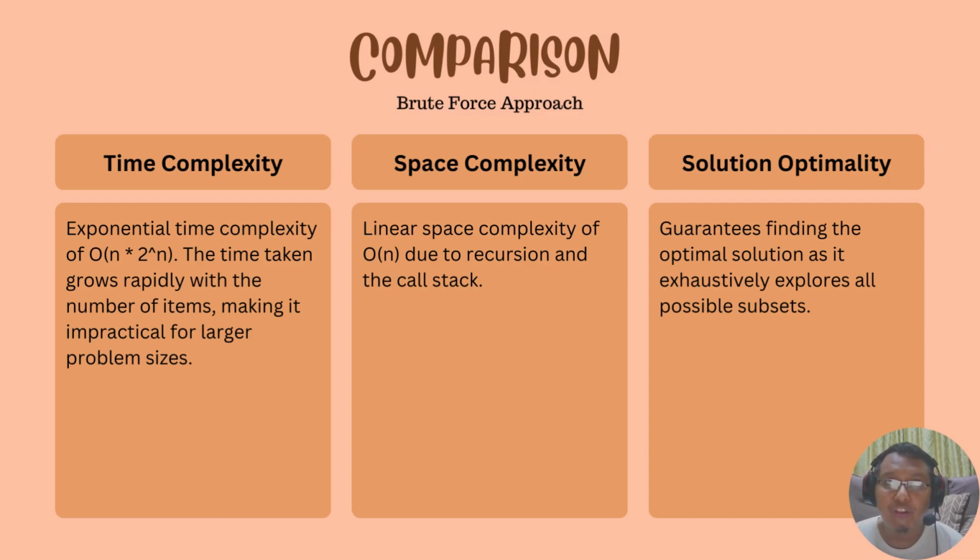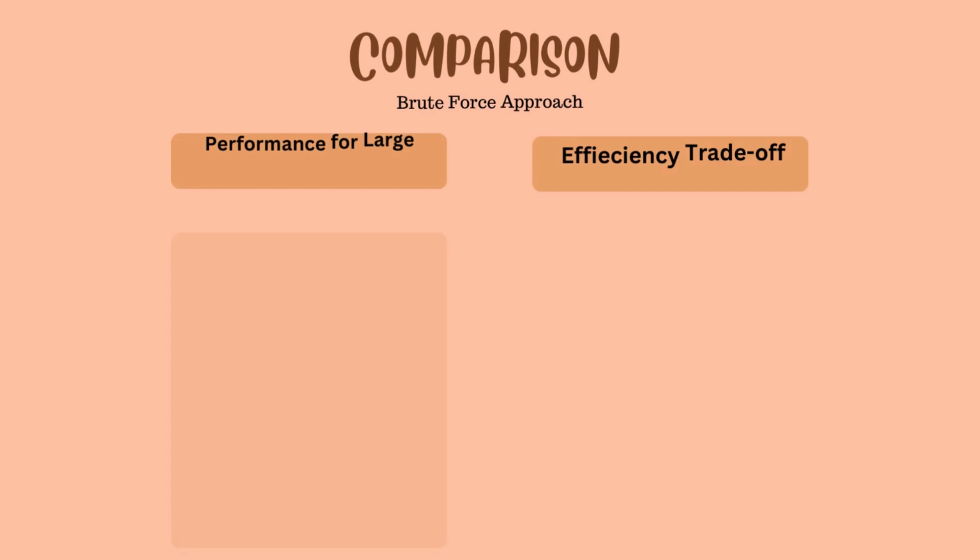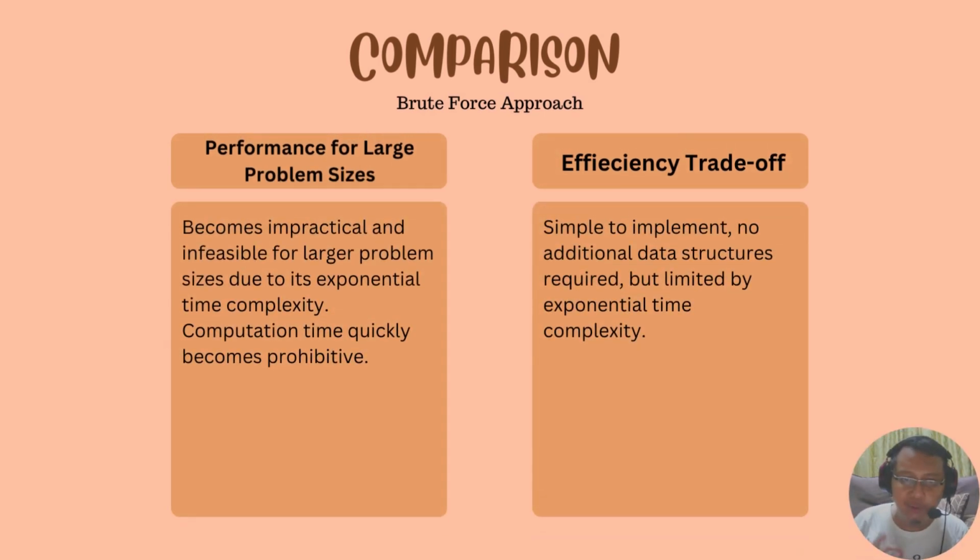When it comes to solution optimality, the brute force approach guarantees finding the optimal solution as it evaluates all possible subsets to identify the one with the maximum value within the knapsack capacity. As we mentioned before, the exponential time complexity makes the brute force approach impractical for larger problem sizes. As the number of items increases, the computation time increases exponentially, rendering this approach infeasible for larger problems.